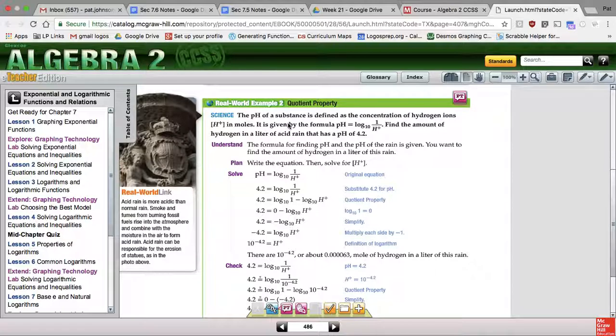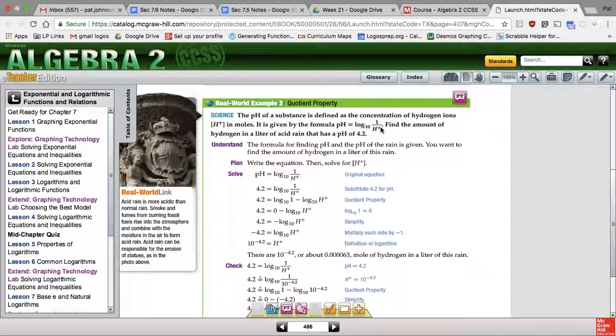It says the pH of a substance is defined by the concentration of hydrogen ions, H plus, in moles. It is given by the formula pH equals log base 10 of 1 over H plus. To find the amount of hydrogen in a liter of acid rain that has a pH of 4.2. So pH is your Y value.